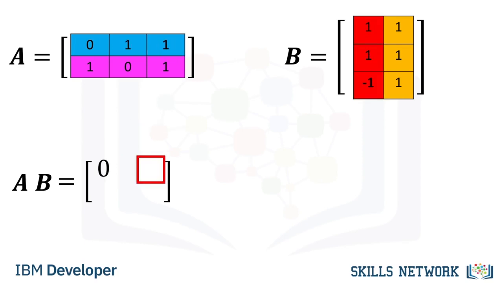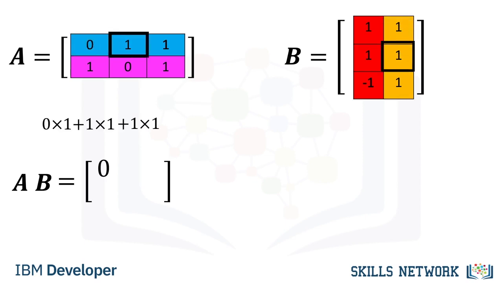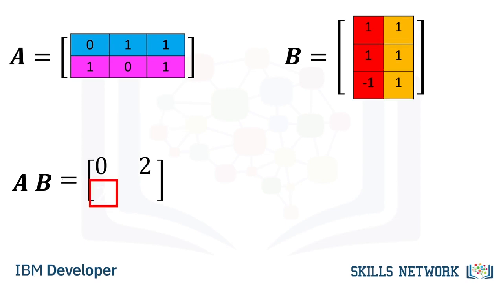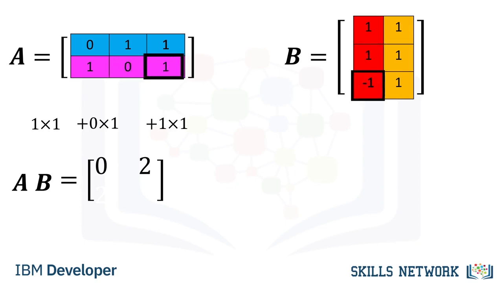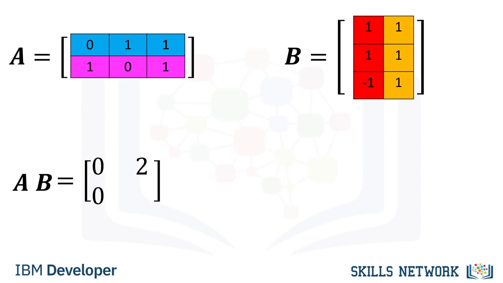The result is 0. For the first row and the second column of the new matrix, we take the dot product of the first row of the matrix A, but this time we use the second column of matrix B. The result is 2. For the second row and the first column of the new matrix, we take the dot product of the second row of the matrix A with the first column of matrix B. The result is 0. Finally, for the second row and the second column of the new matrix, we take the dot product of the second row of the matrix A with the second column of matrix B.